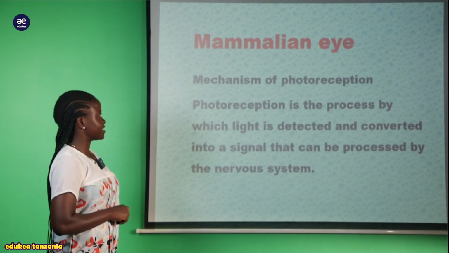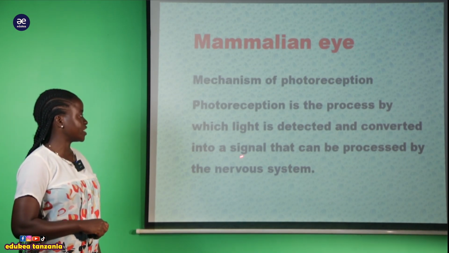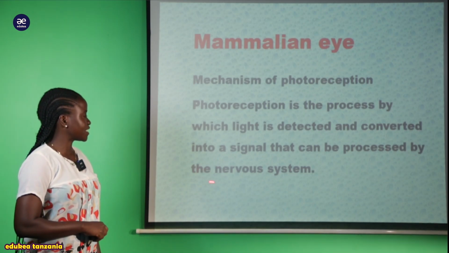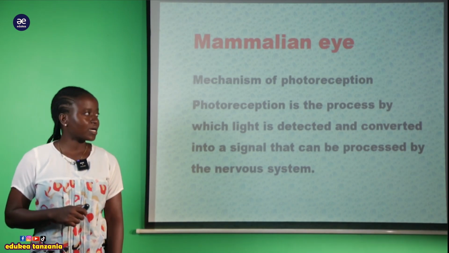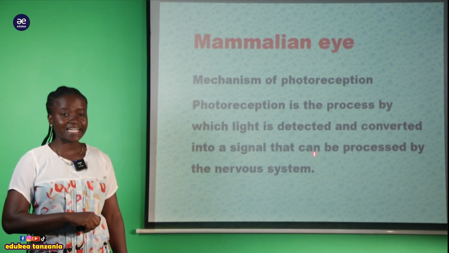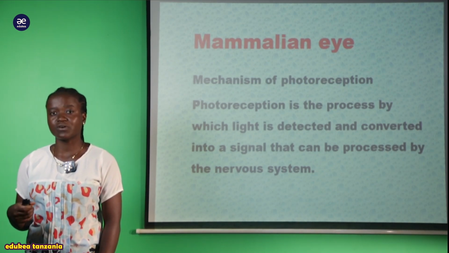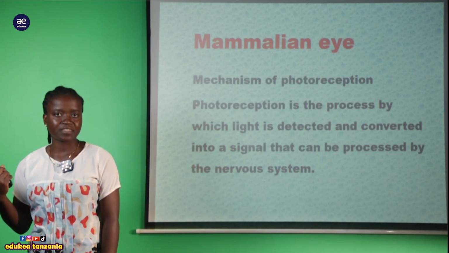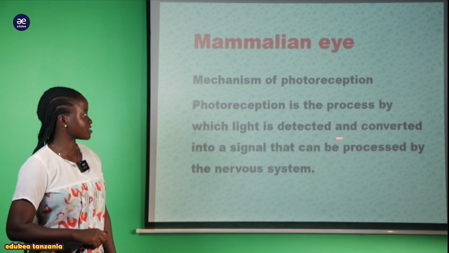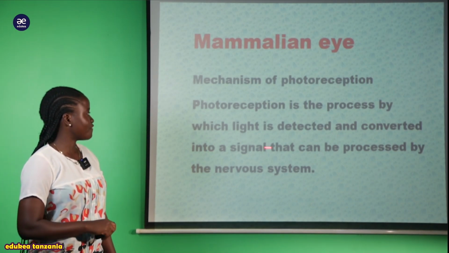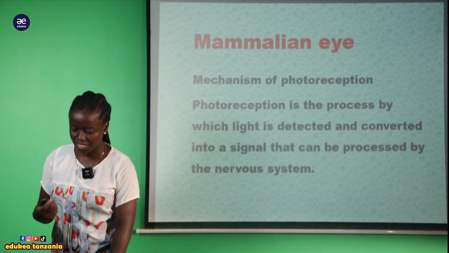Photoreception is the process by which light is detected and converted into a signal that can be processed by the nervous system. Meaning that the light signal is converted into an electrical signal that can be easily interpreted within the brain. This is due to photoreception, the process by which light is detected and converted into a signal that can be processed in the nervous system.